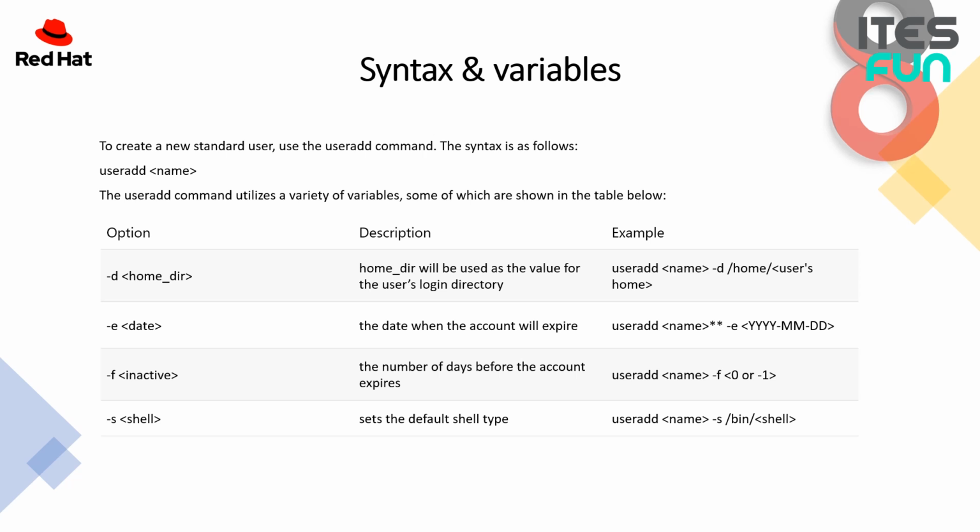-e is the date when the user account will expire, like useradd, the username, and then -e and then the date. -f is the number of days before the account expires. -s sets the default shell type, like useradd, username, -s, and then the shell name, along with the path.